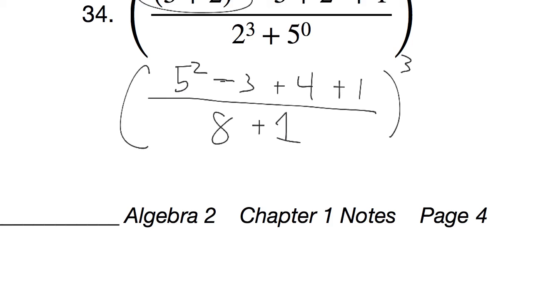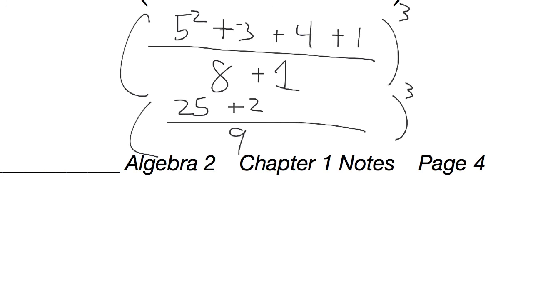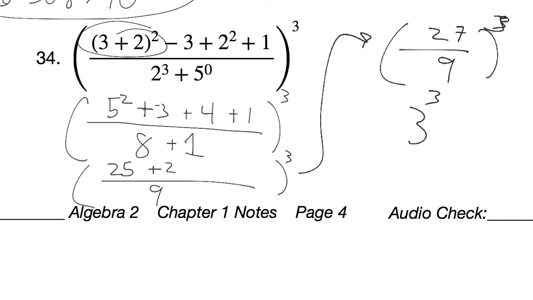Then, my next step, I'm going to have everything to the third power. On the top, I'll see 25, and then I'm going to change this subtraction to the addition of negative 3. Negative 3 plus 4 is 1, plus 1 is 2. 8 plus 1 is 9. Let's keep on going. And everything is going to be to the third power. This is 27. That's a 3. 27 over 9, which is 3, to the third power. 3 times 3 times 3 is 27. That's the answer.